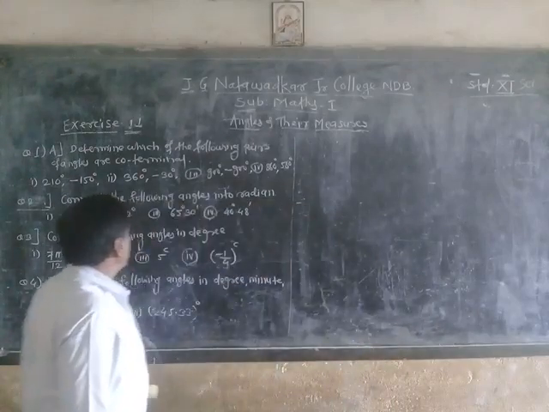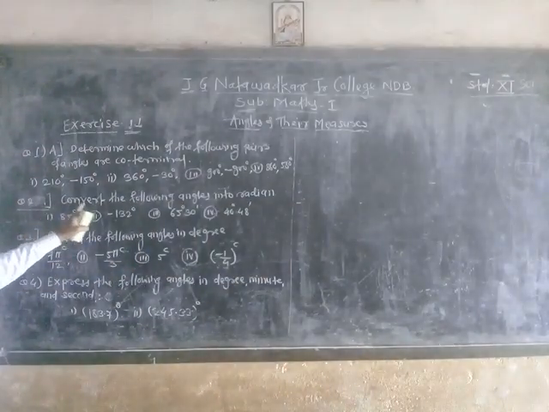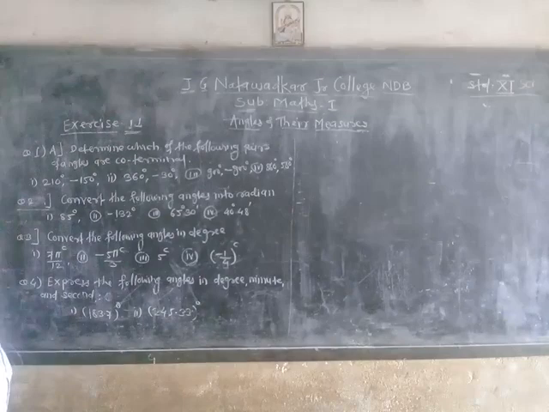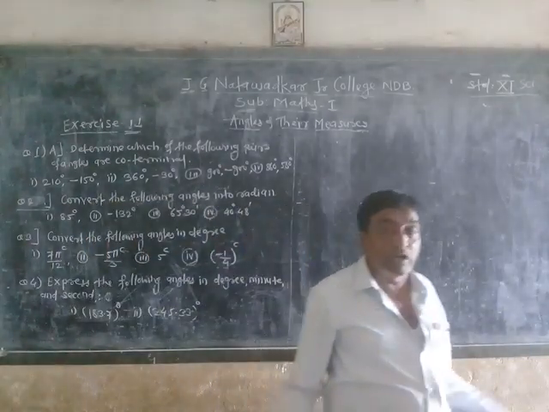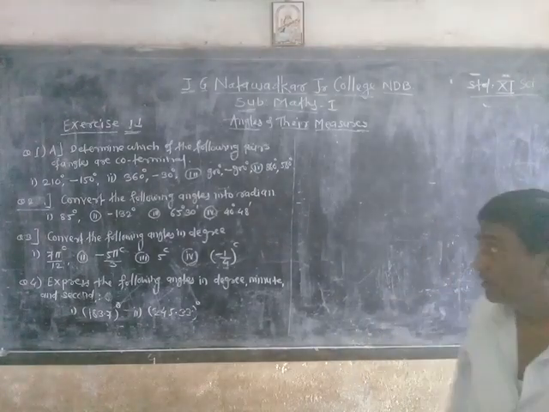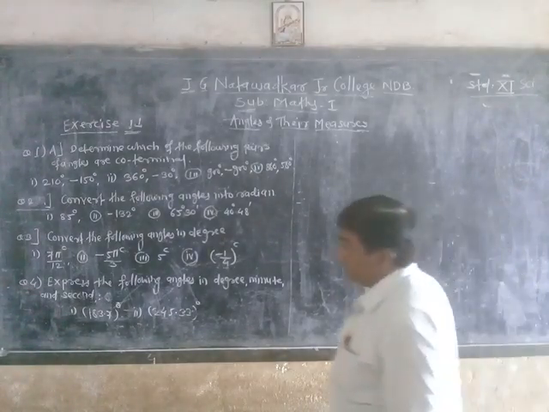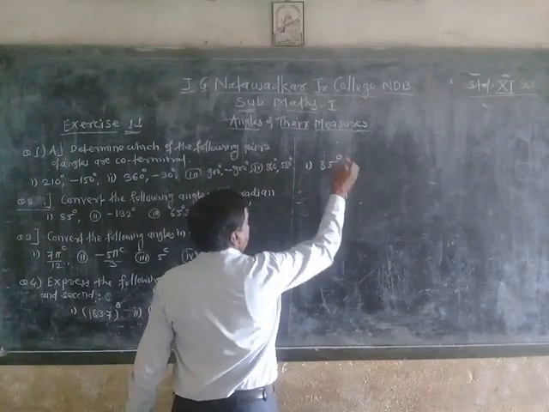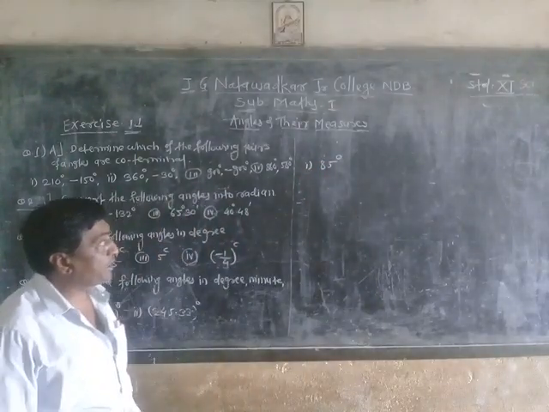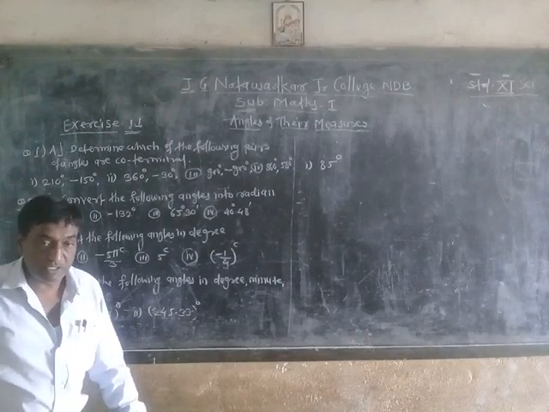Okay, now the second example that is given is to convert the following angles into radians. It means you are given the degree measures of directed angles and now you convert these degrees into radian measure. Okay, so first of all, how will we solve this? First, the given measure is 85 degree. And now this 85 degree will be converted into radian measure.